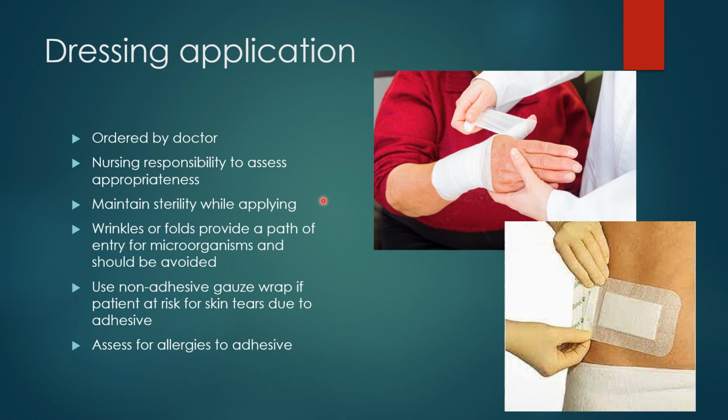We need to ensure that these dressings have a nice smooth adhesive surface, as any holes or wrinkles can provide a path for microorganisms to get into the wound. We can use some non-adhesive wrap, which is what this is here. This is called cling wrap, for skin or tissue that tends to be a little bit more fragile and has a higher risk of skin tears. These non-adhesive skin wrap dressings can also be used for patients who have adhesive allergies.